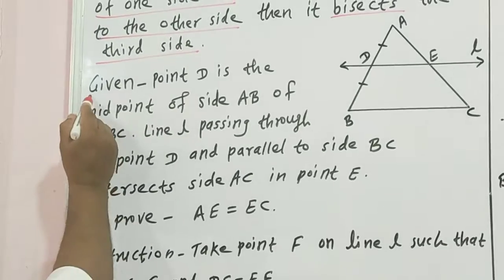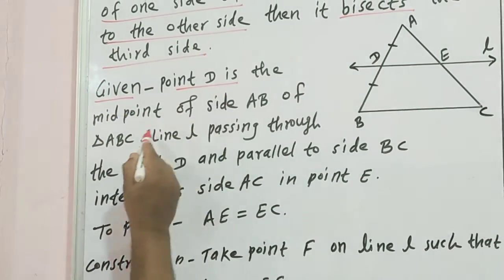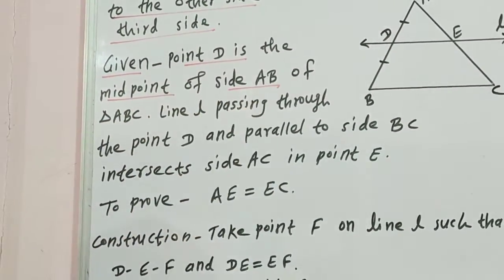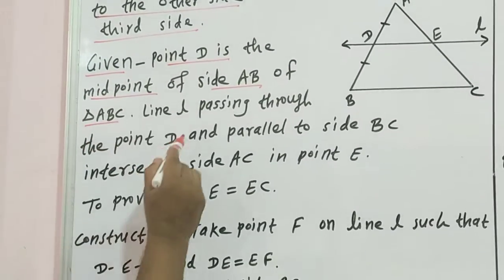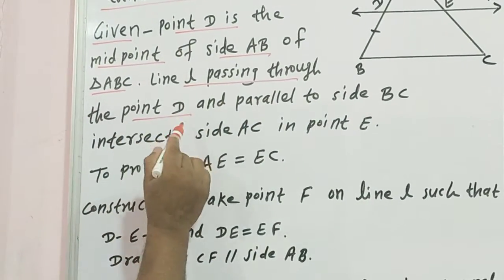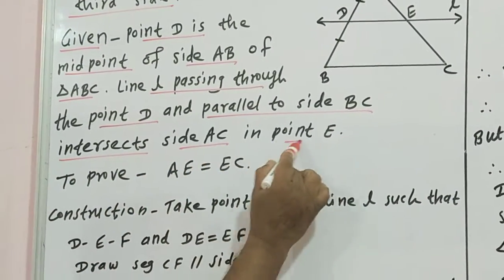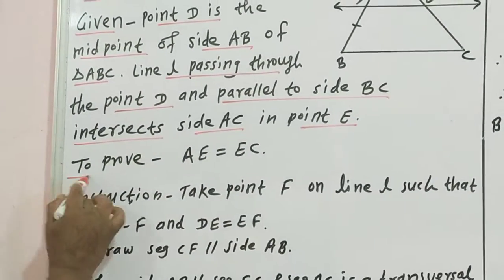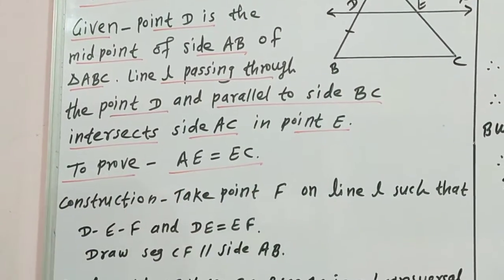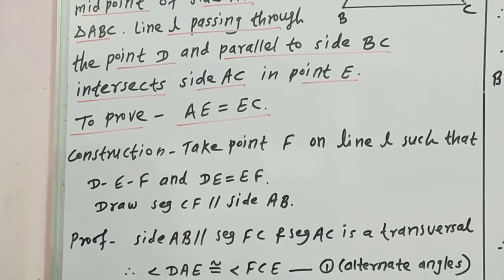Now, given: point D is the midpoint of side AB of triangle ABC. Line L passing through point D and parallel to side BC intersects side AC in point E. Then we have to prove AE is equal to EC.